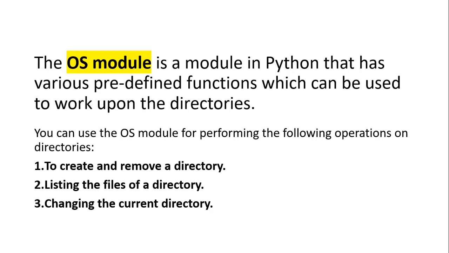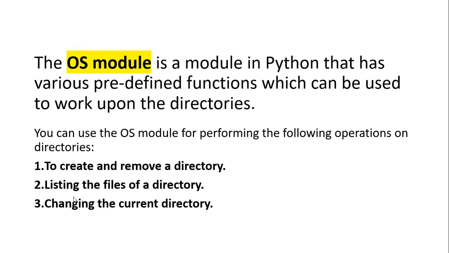The OS module is a module in Python that has various predefined functions which can be used to work upon directories. You can use the OS module for performing the following operations on directories: to create and remove a directory, listing the files of a directory, changing the current directory. Now, in this lecture, we are going to deal with point number 2, that is listing the files of a directory. Please remember that in order to use the functions of the OS module, you must import the OS module in your code before using it.